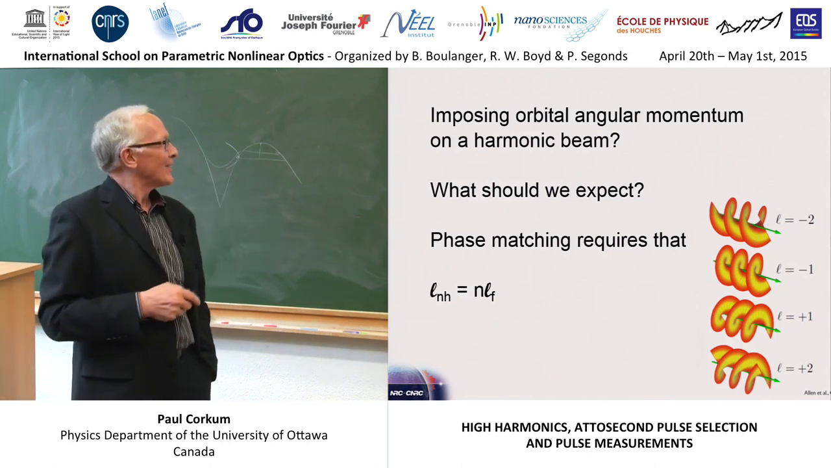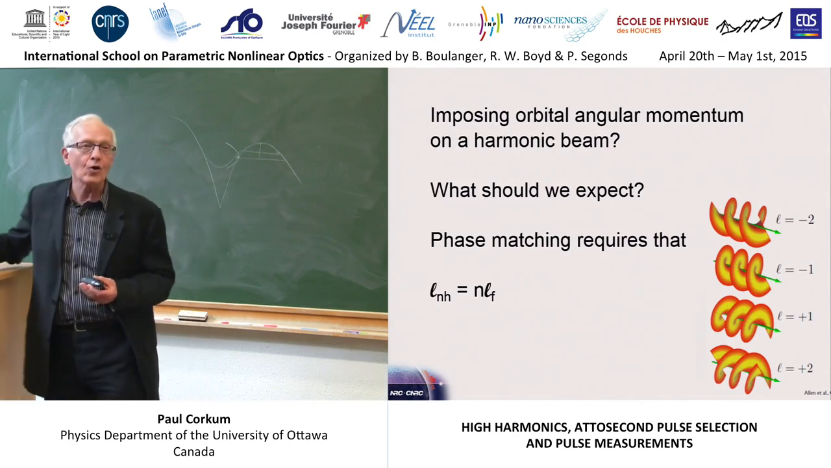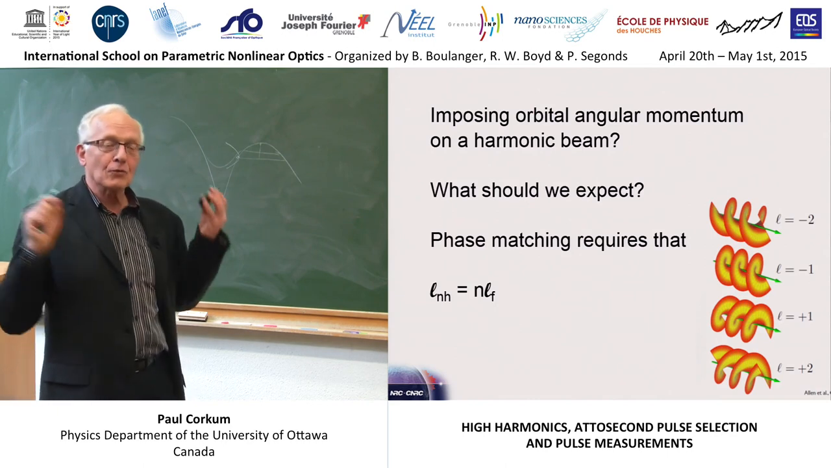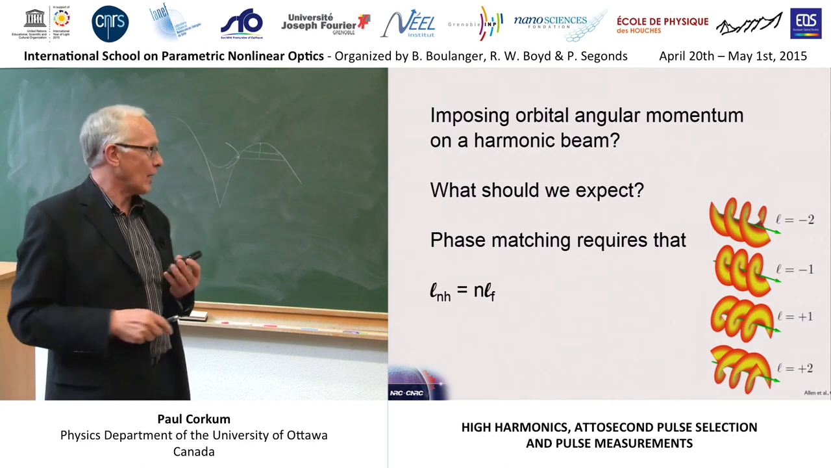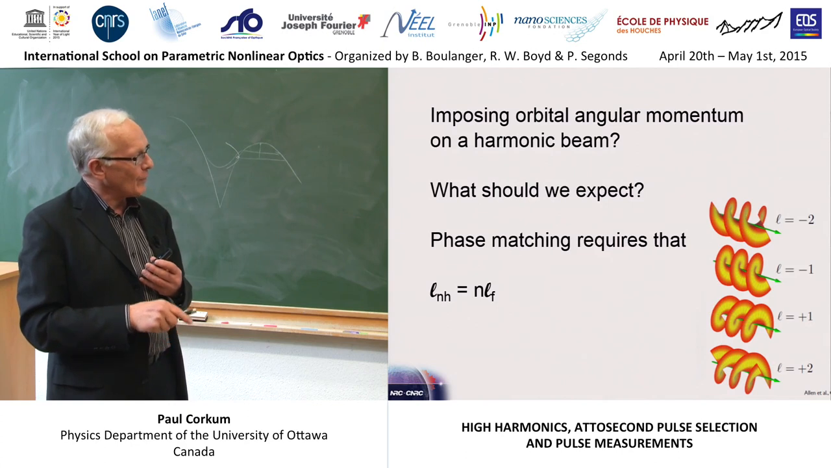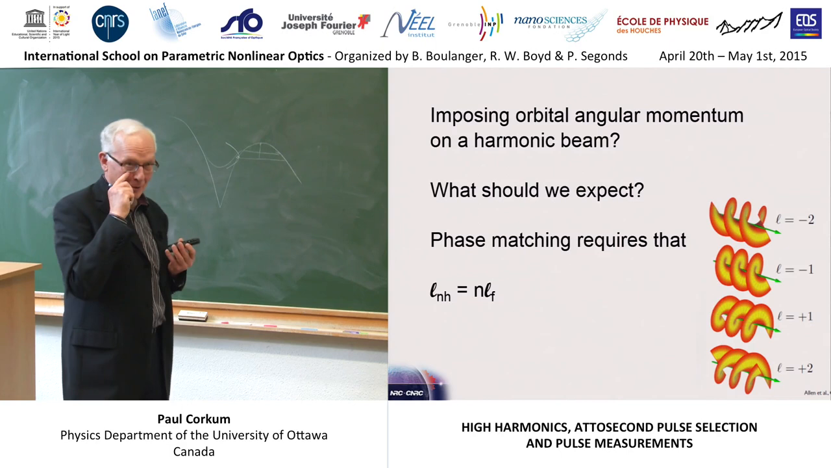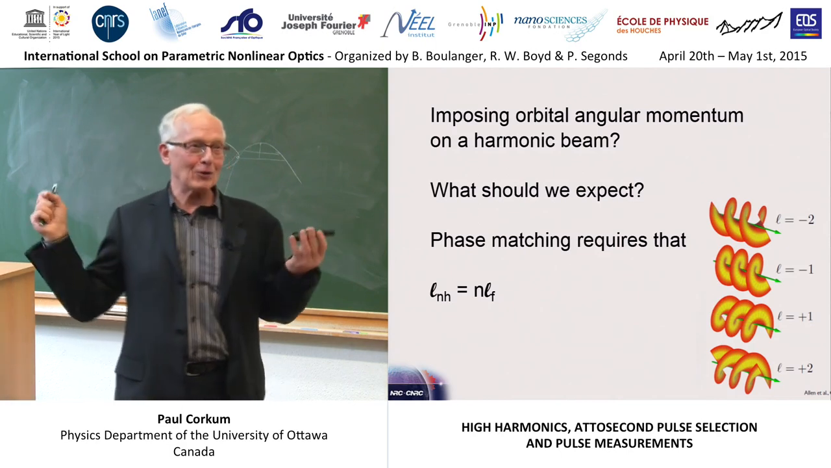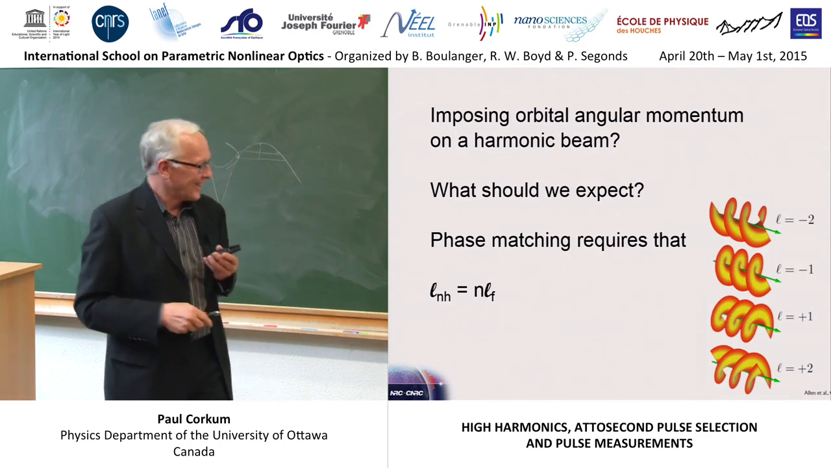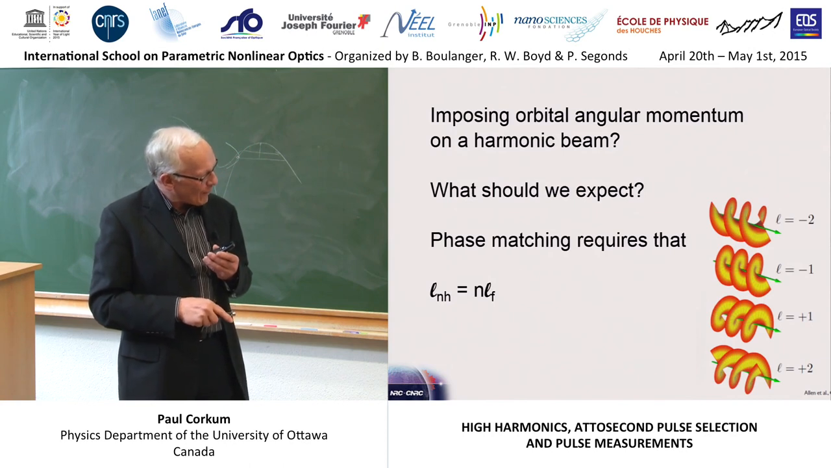I don't know. So the question is, could we impose orbital angular momentum on a harmonic beam? So before we start, what should we expect? So here's a beam. I just took this out of, not out of Miles' presentation, but probably indirectly it came from Miles. I took it from somebody else who probably took it from Miles. He wrote the code to generate it, probably. Okay, anyway. Of course, here's the beam coming through with an orbital angular momentum.